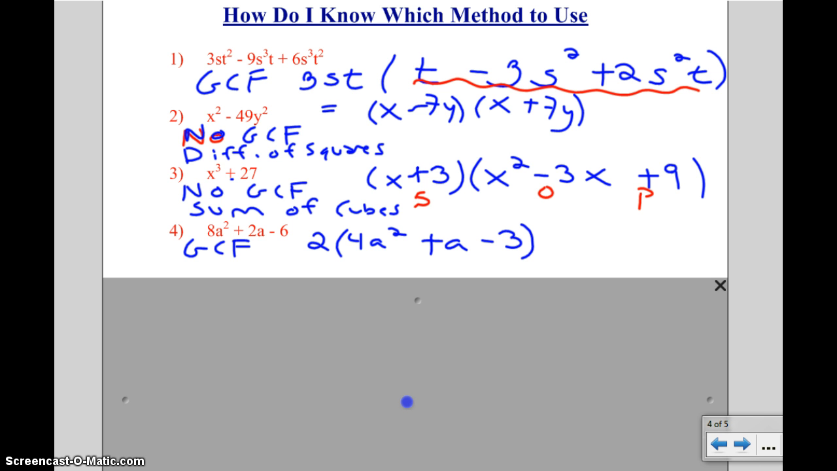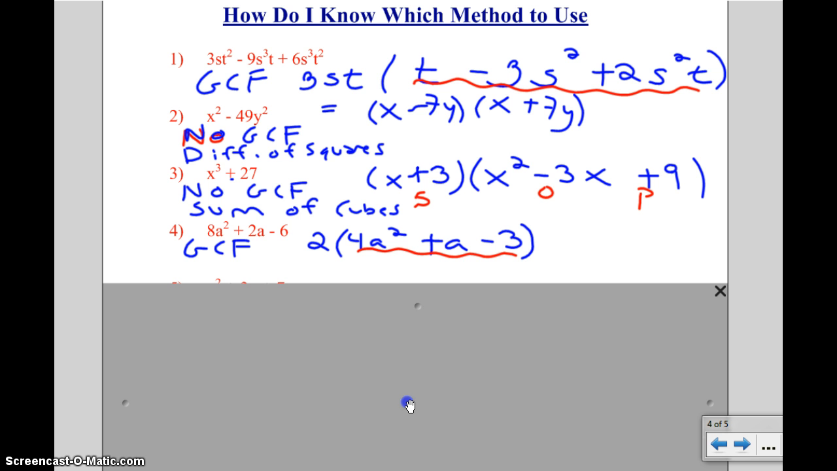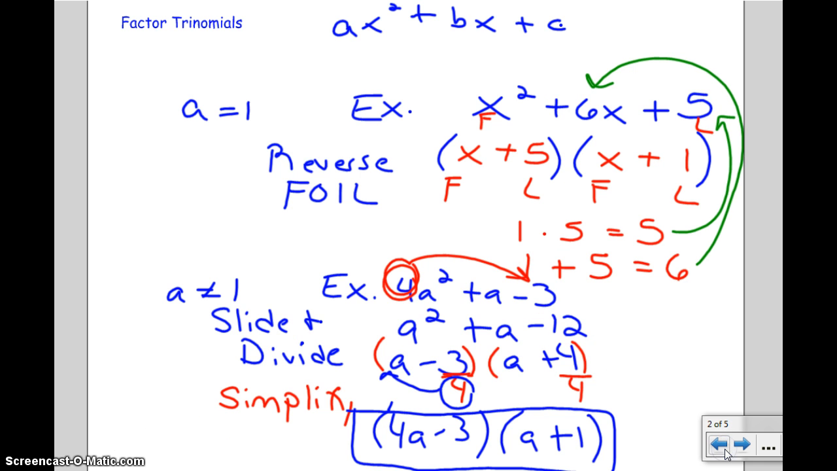Since I factored the 2 out, what I'd like to do is look at what's left over. And looking at what's left over, that shows me that it is a trinomial, and it's a trinomial that has a coefficient that is not 1. Let's go back and look at our notes.